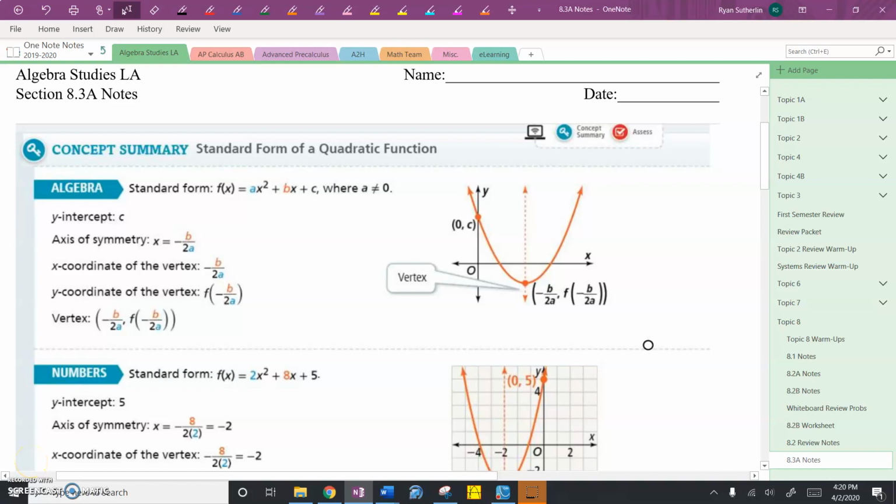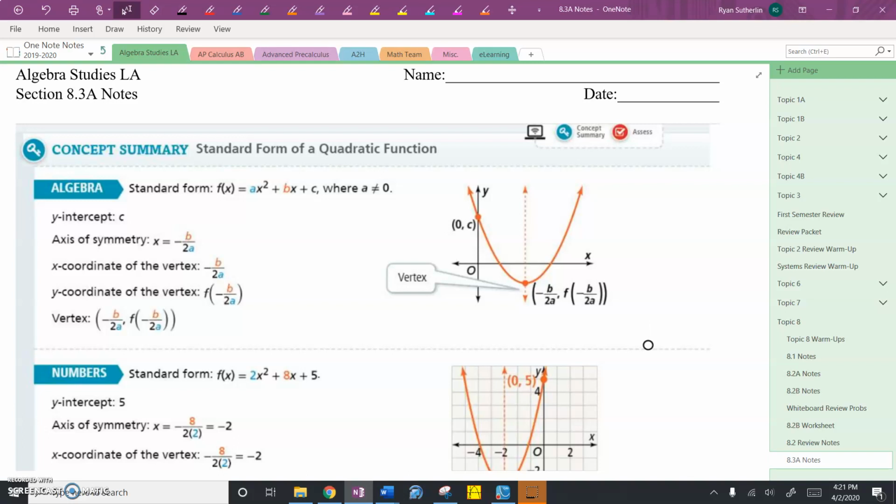Hello everyone, it's Mr. Sutherland, and today we are going to start section 8.3, which is looking at a different form of a quadratic equation. We're going to look at a quadratic equation that is in standard form.